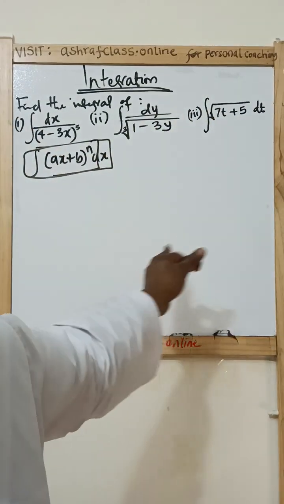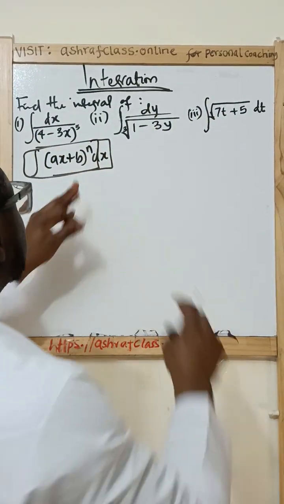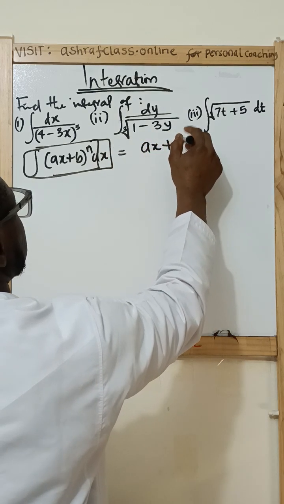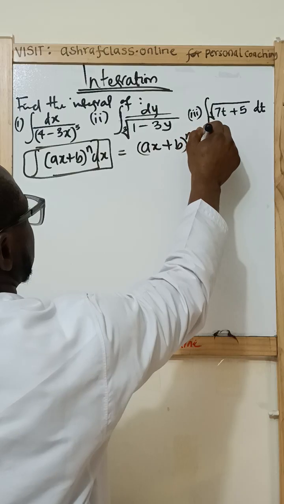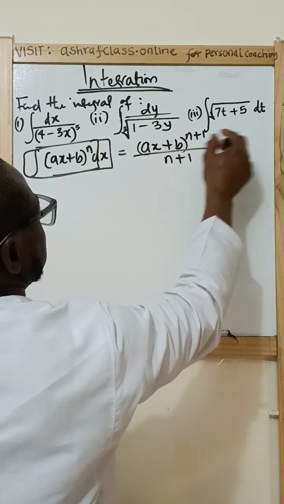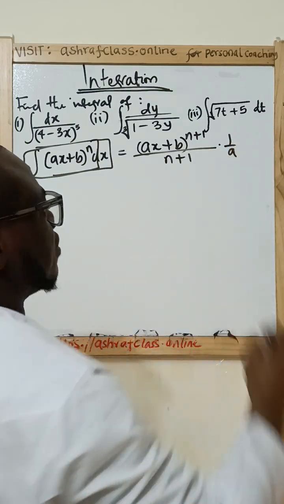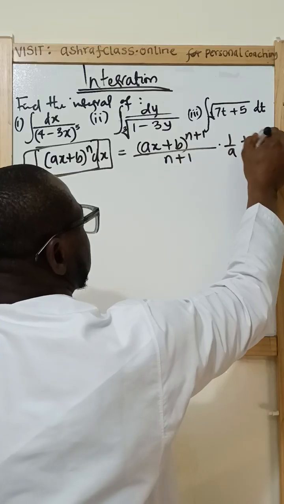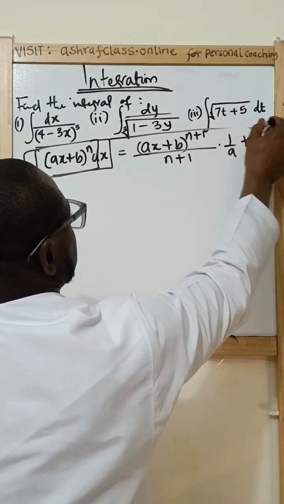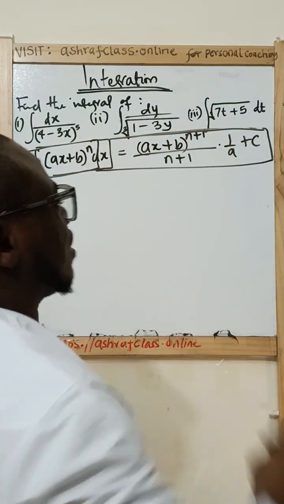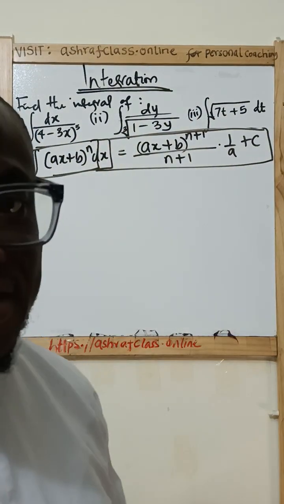And we know when it is like this, it's going to be (ax + b) raised to power n plus 1, all over n plus 1, then multiplied by 1 over a, plus c. So once we do that, we'll be able to get this. We can express it as this.